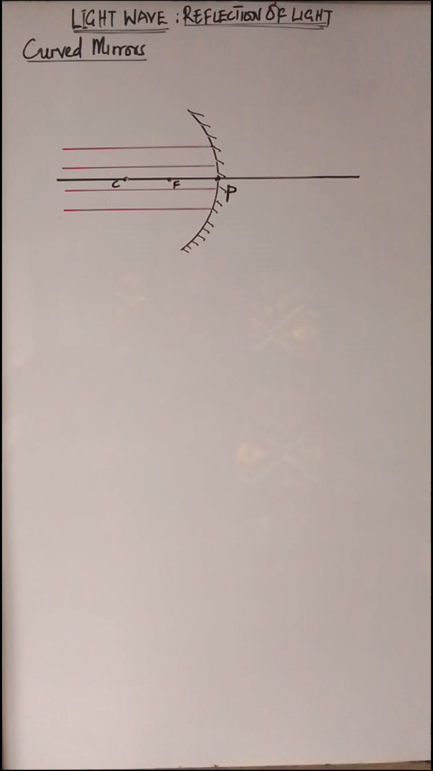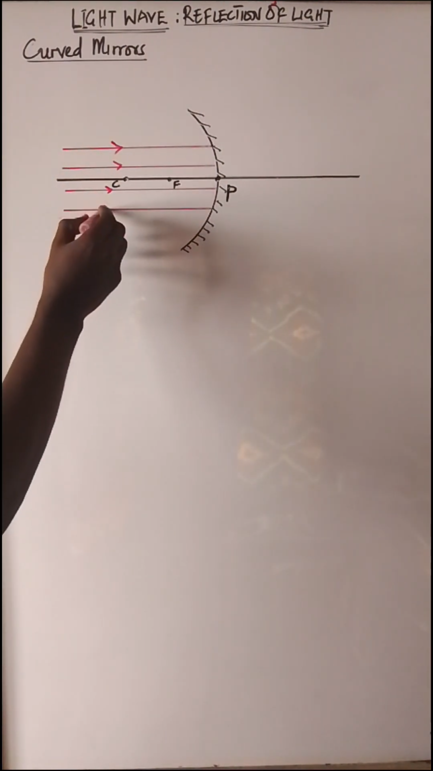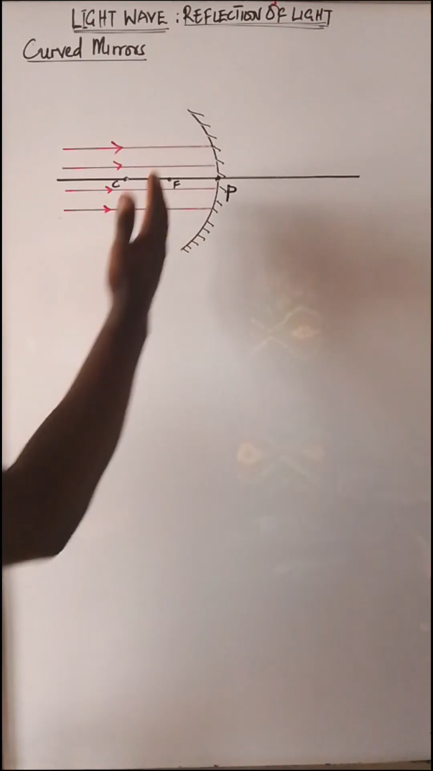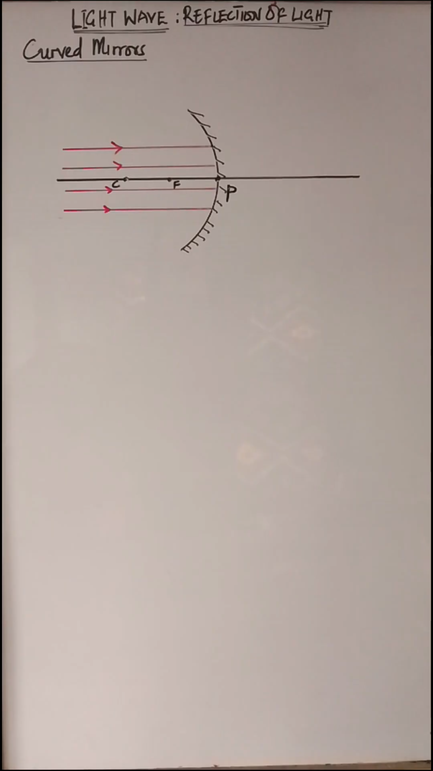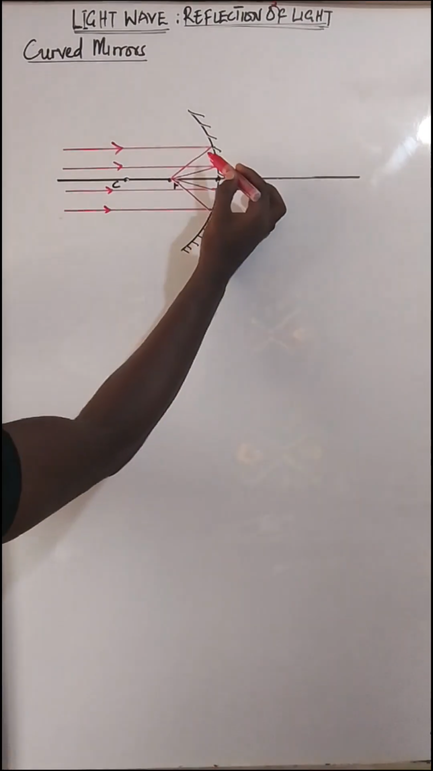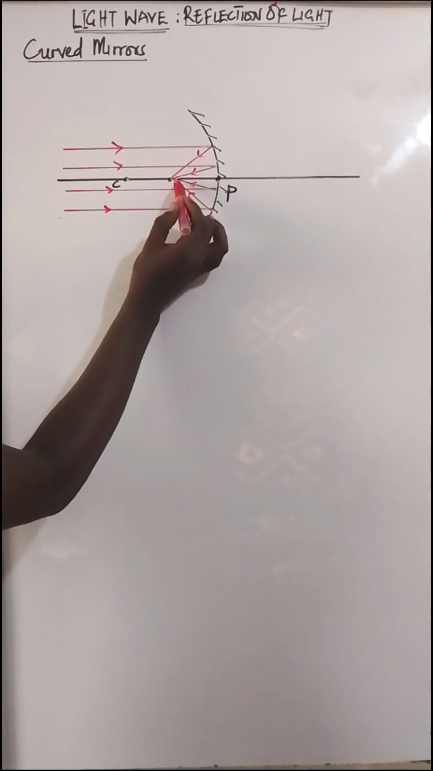Let's look at this. Here we have rays that are parallel to the principal axis. We notice that after reflection, because they cannot pass through, they all meet at the what? Principal focus. So these are the reflected rays. And they meet at the principal focus F.